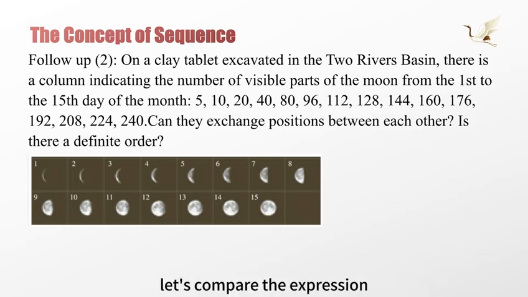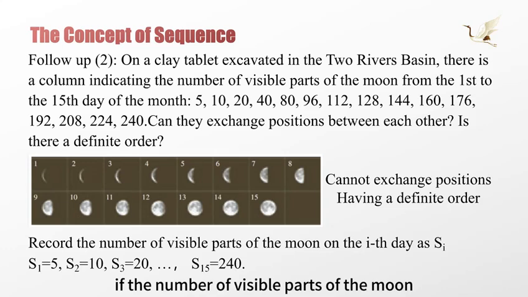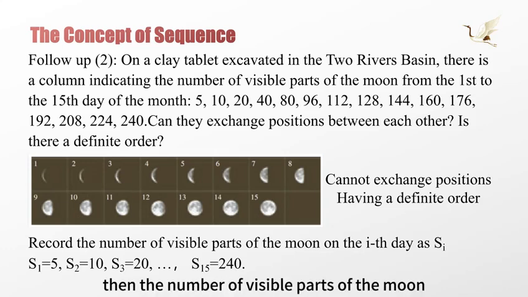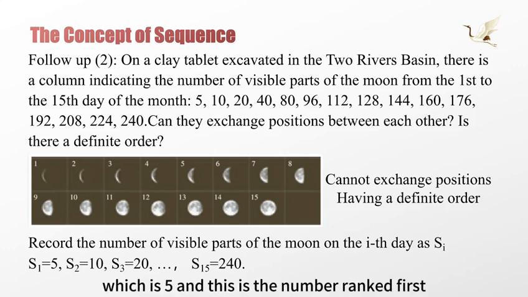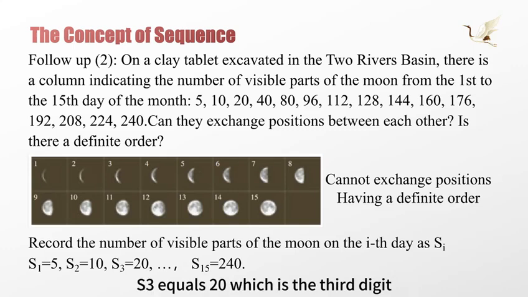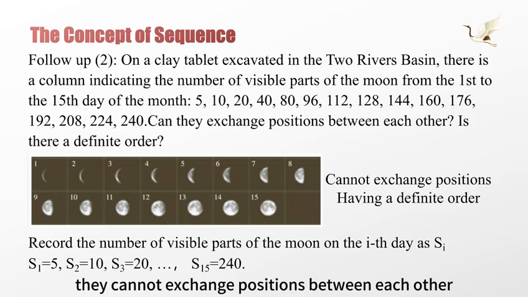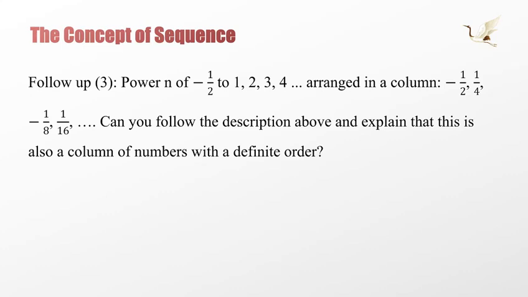Let's compare with the expression method of the previous example to analyze this column of numbers. If the number of visible parts of the moon on the i-th day is S_i, then S1 is 5, and this is the number ranked first. Similarly, S2 equals 10, the second number. S3 equals 20, the third number. Until S15 equals 240, it ranks 15th. They cannot exchange positions between each other, so this column of numbers also has a definite order.